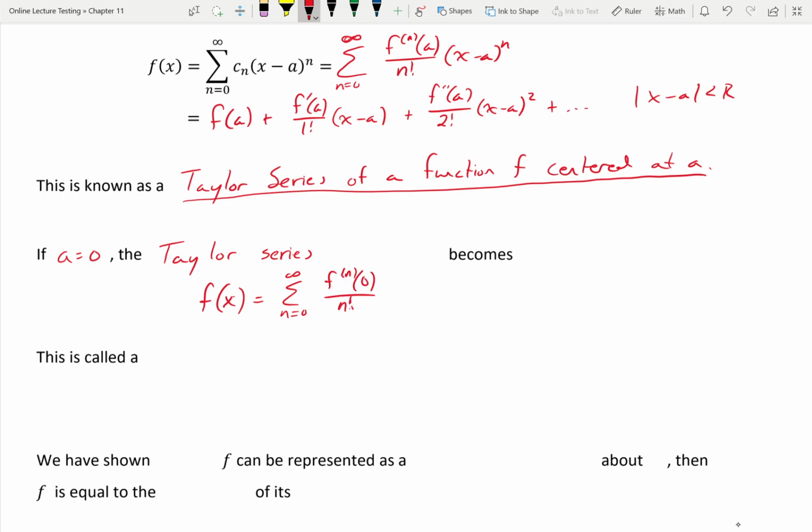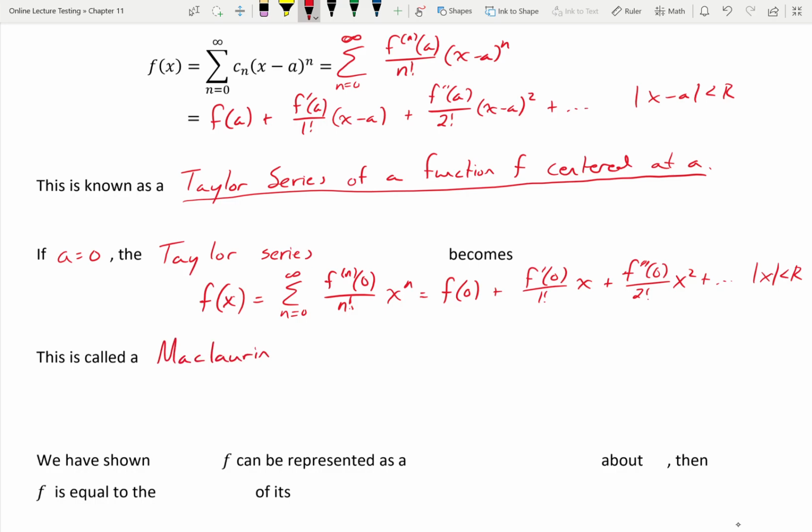Again, here our a was 0, x to the n, which is equal to f of 0 plus f prime of 0 divided by 1 factorial x plus f double prime evaluated at 0 divided by 2 factorial x squared plus so on. Here |x| is less than r. This guy here is called a Maclaurin series.